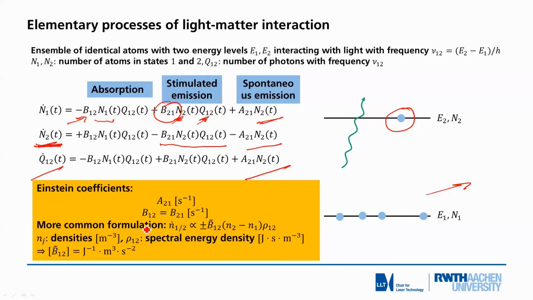So in a more common formulation, which you see displayed here, we don't use numbers of molecules or atoms and numbers of photons, but we rather use the densities. So all the dimensions change, and the Einstein coefficients, B for stimulated emission, usually then have the dimension of per joule meters cubed per seconds square.